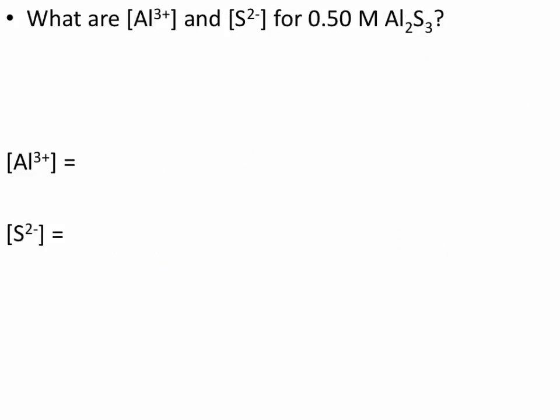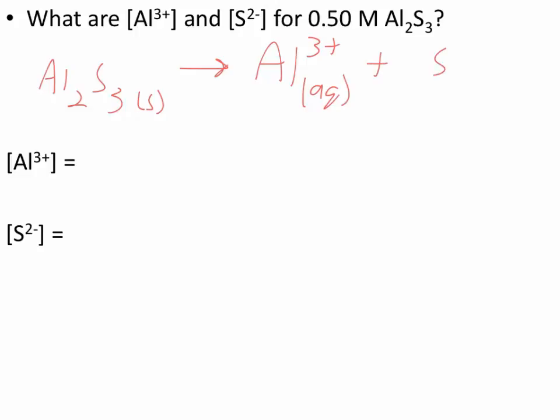So what are the aluminum ion concentrations and sulfide ion concentrations for 0.5 molar aluminum sulfide? Well, again, let's write out our reaction. We have our aluminum sulfide solid, and we dissolve that to give us aluminum ions. And we know aluminum ions always have a charge of +3. And we have our sulfide ions, which always have a charge of 2-. And of course we have 3 sulfide ions and 2 aluminum ions.